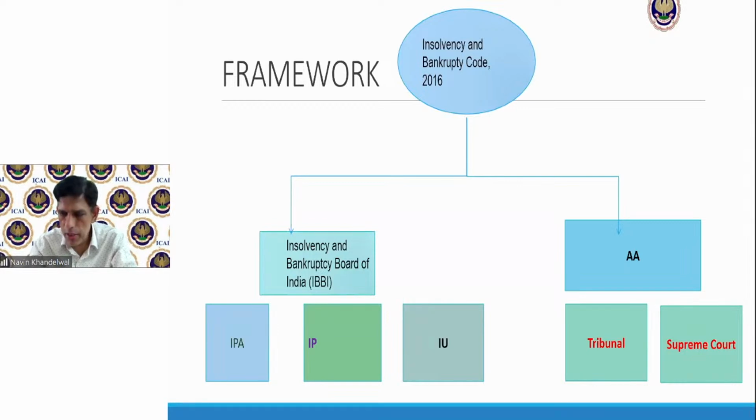So if you see the framework, yes, Mancha, we'll discuss that voluntary liquidation also. We'll discuss that.